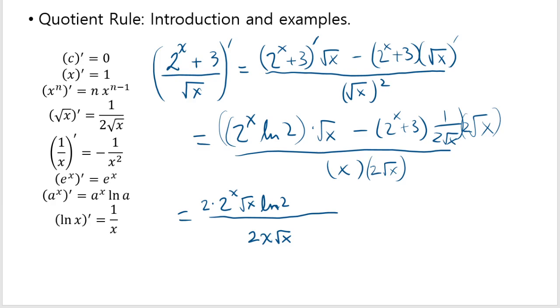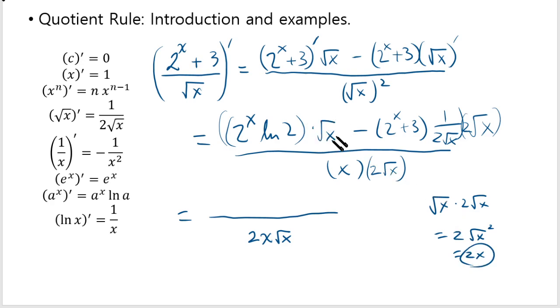So let's erase this a little bit. Let's think about this again. So what is this? Square root of x times 2 radical x. What's that? That's 2 times square root of x squared. So that's just 2x, right? So when you have square root of x multiplied by 2 radical x, you get 2x. So you actually end up with 2x times 2 to the x ln of 2.